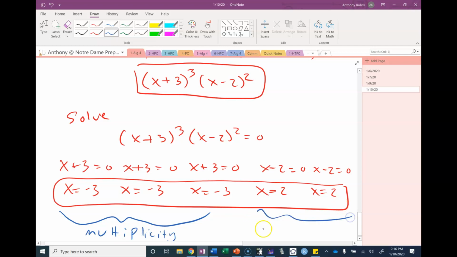So when we have a solution like this that appears more than once, we call it a multiplicity. So the first solution, we say x is equal to negative 3 multiplicity 3, meaning that solution occurs 3 times. And similarly, we'd say the second solution is x equals 2 multiplicity 2, indicating that that solution occurs 2 times.